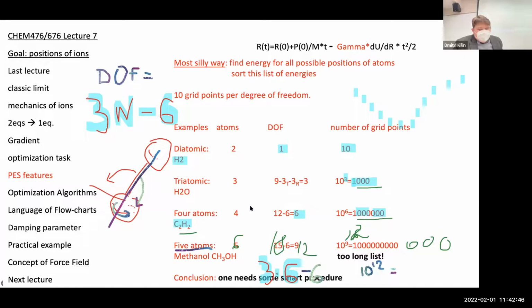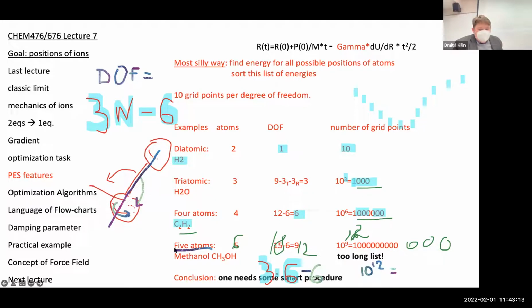Now, if you have 4 atoms, so 3n minus 6 will be 6. 10 to the 6, a million points. It's also quite doable on a PC. So if we go up to the acetylene molecule, we can do optimization of geometry without any specialized software. But if we just go to the simplest alcohol, it's not drinkable. Methanol is poison.